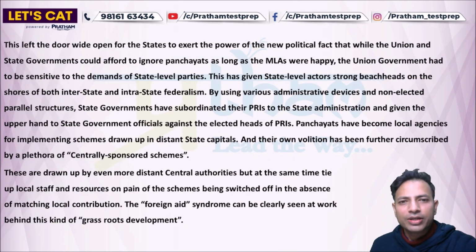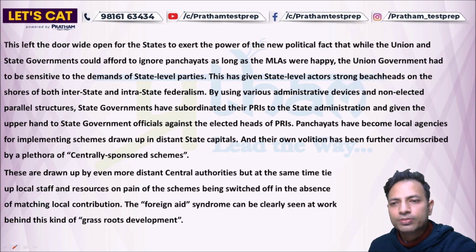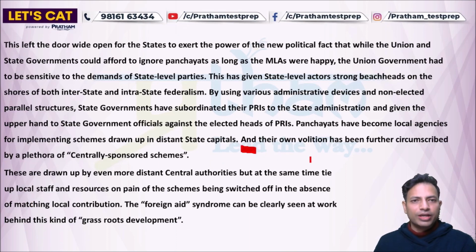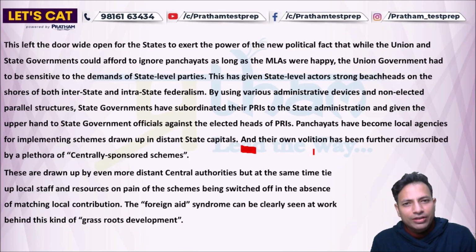जल्दी से देख लेते हैं. लास्ट पैराग्राफ में हाँ ये रहा, and their volition. And their own volition has been further circumscribed by a plethora of centrally sponsored schemes. जो उनकी free will है. Free will has been further circumscribed. What do you mean by free will has been further restricted?